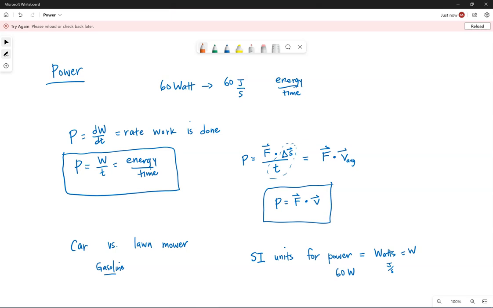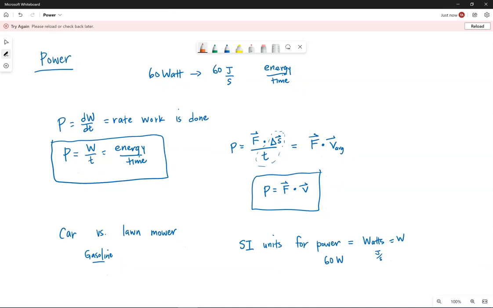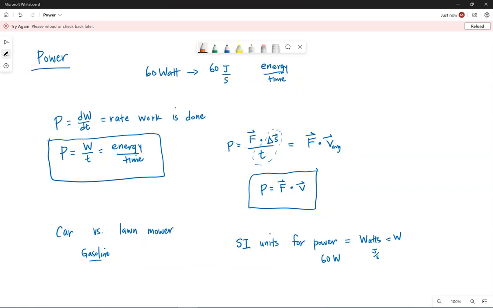Another measurement of power that you might have seen before is horsepower. This is abbreviated HP. There's approximately 746 watts in 1 horsepower. So just to give you another idea of units. We'll do a couple example problems.